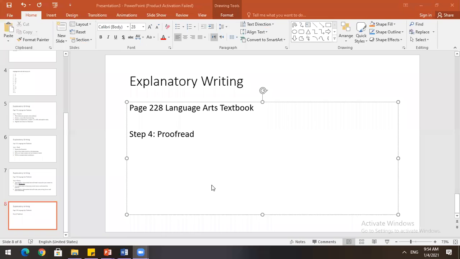Reread for mechanics. Make sure that your writing is clear and makes sense. Check for spelling mistakes. Use a dictionary or the spell checker on your computer.